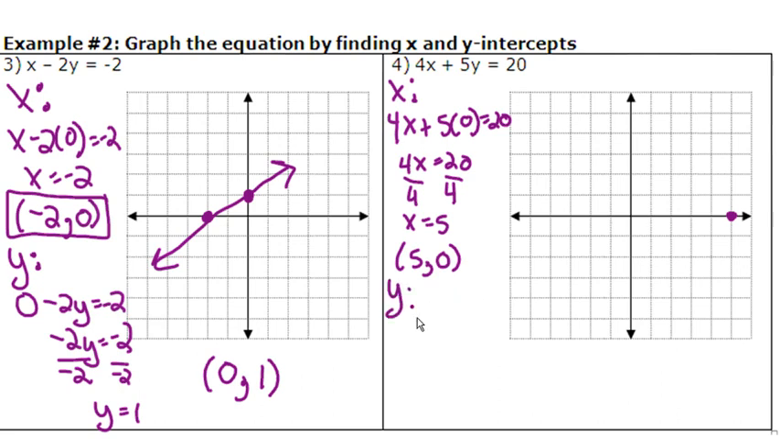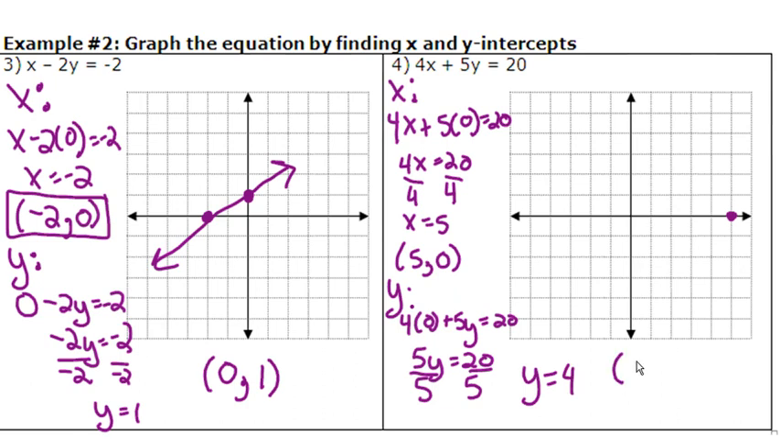My y-intercept, I let x equal 0. So 4 times 0 plus 5y equals 20. So 4 times 0 is 0, so I'm left with 5y equals 20. I divide by 5, and I get that y equals 4. So my y-intercept is 0, comma 4. So on the y-axis, I make a point at 4. Once I've made one point on the x-axis, one point on the y-axis, I draw my line.